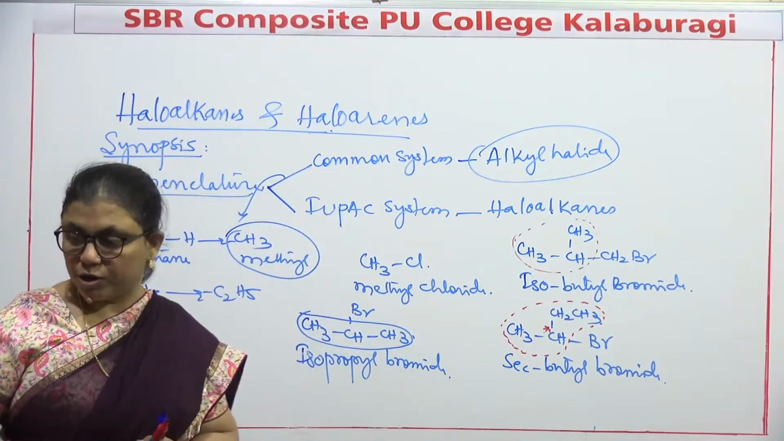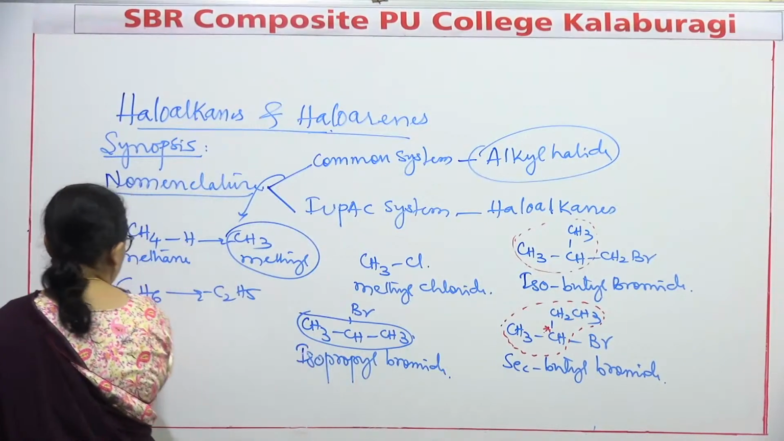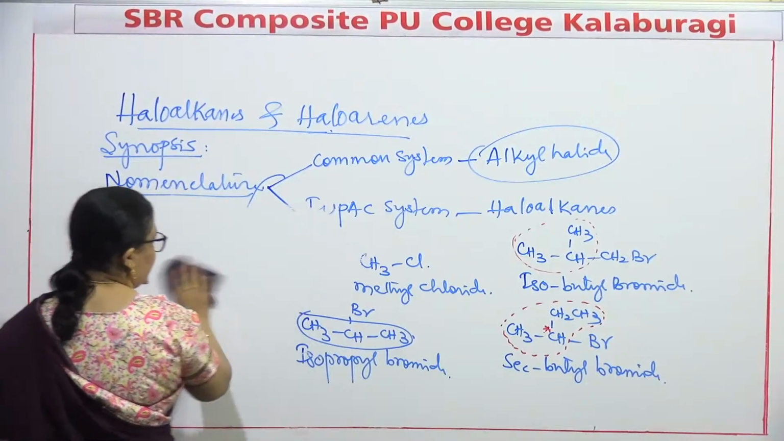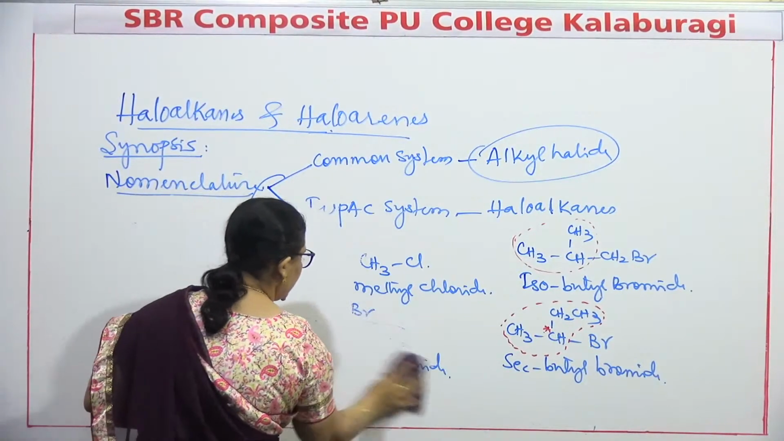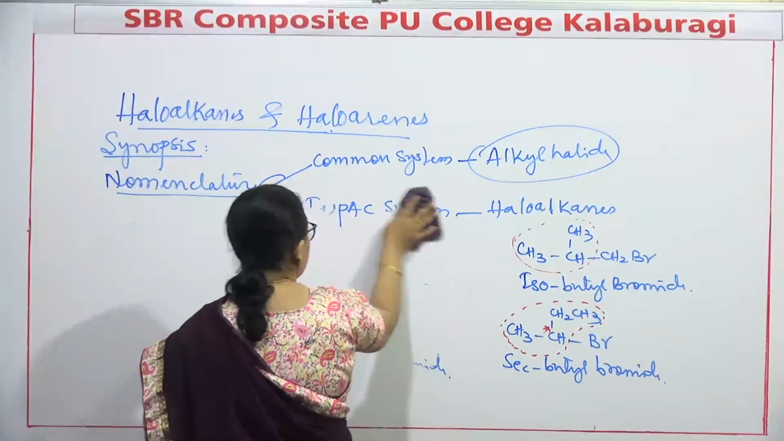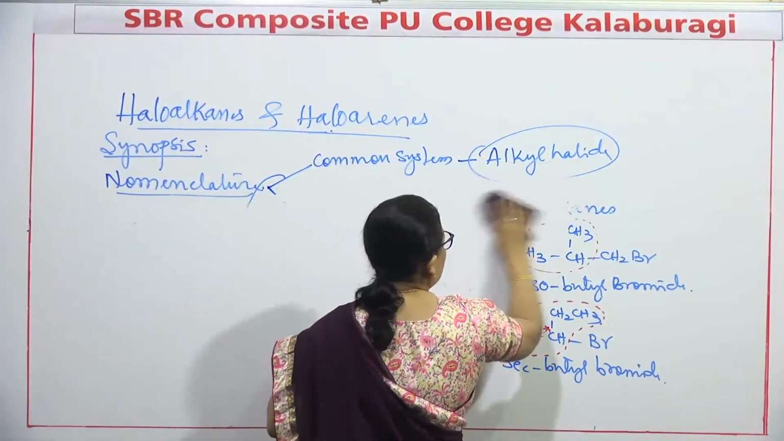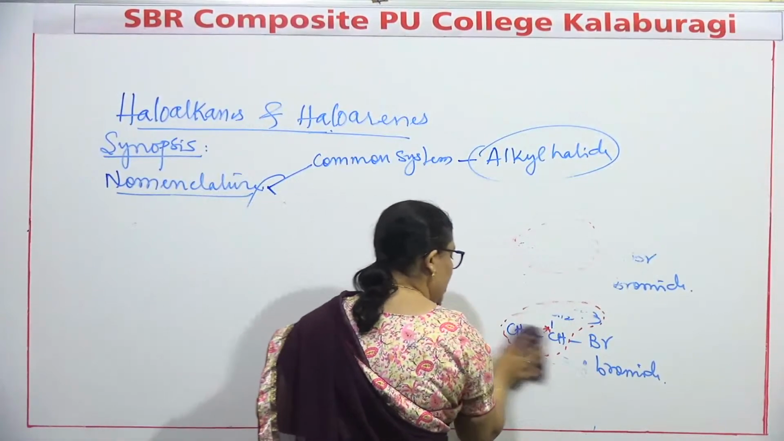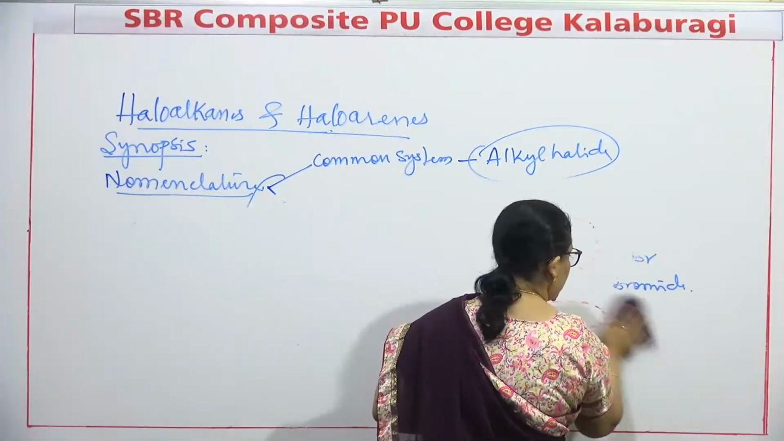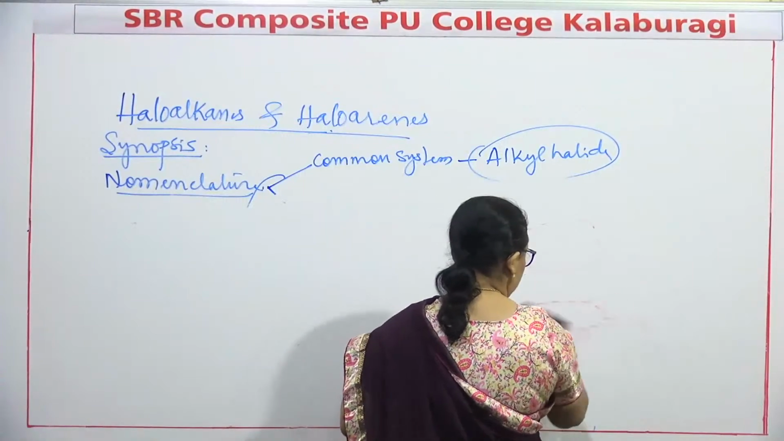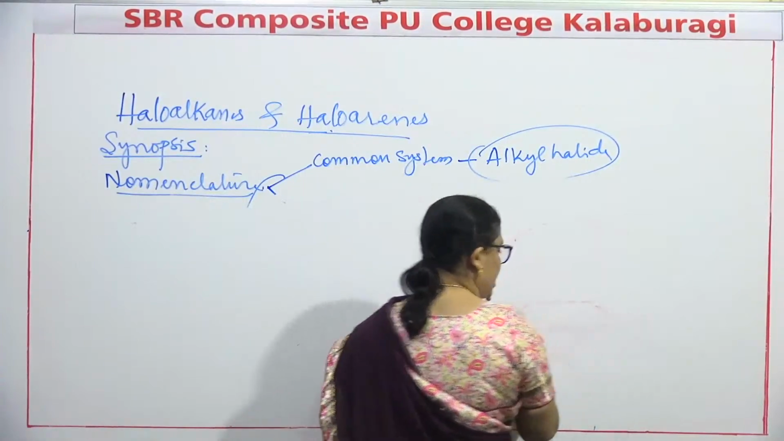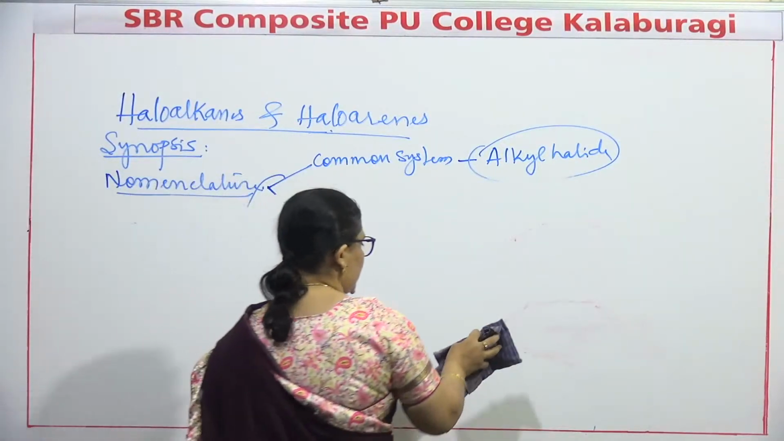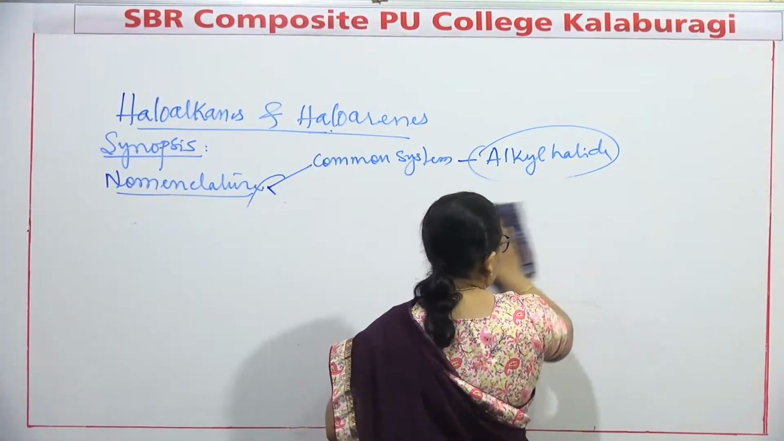For example, if you are going to take some more examples, we'll take them, because nomenclature is never ending. Don't think that nomenclature is very limited. Nomenclature may be the common system, may be the IUPAC system. It is a never-ending process, because when the functional group changes, the naming changes. When the carbon chain changes, the naming changes. By changing the functional group and the carbon chain, we can write a number of examples.